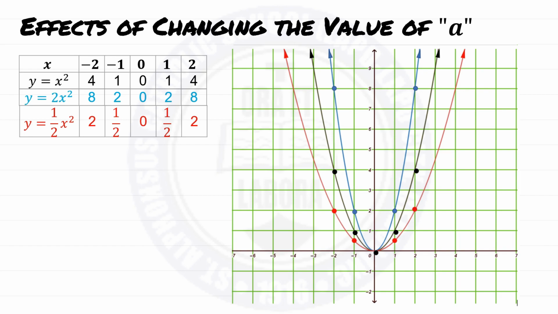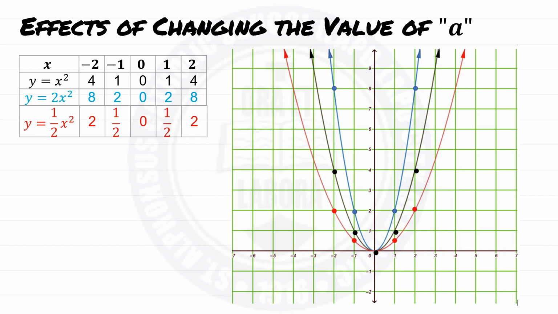Graphically speaking, the graph of y equals 2x squared is narrower compared to y equals x squared, while the graph of y equals 1/2 x squared is wider than the graph of y equals x squared. A similar property can be seen when a is less than 0.